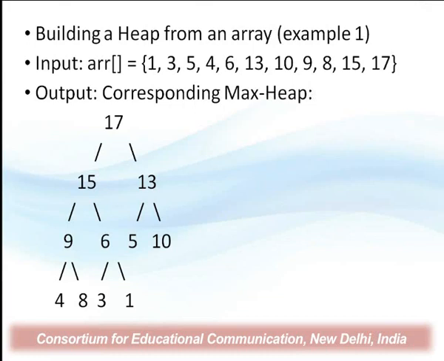As the final output we need the tree with 17 at the root, 15 and 13 as its children. Now the left child 15 has 9 and 6 as its children, 13 has 5 and 10 as its children, then 9 has 4 and 8 as its left and right children, and 6 has 3 and 1. So this type of max heap is what is required from this input array.